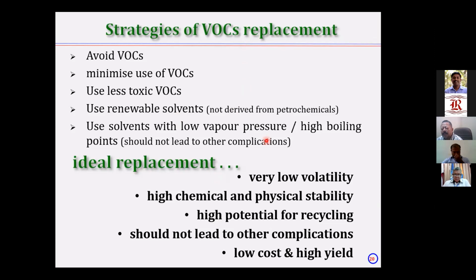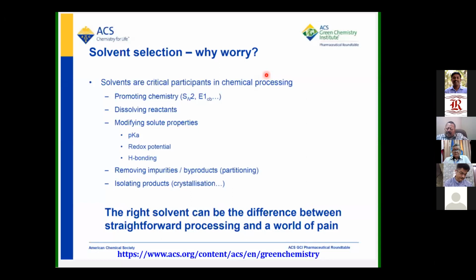And for any business, similar to our research, what is the motto? Minimum investment, maximum profit. That means the replacing solvent should have low cost and high yield. Well, is this enough? No. When you look for a solvent, you might be looking to promote the chemistry through a particular reaction, or maintain a particular pH, or remove impurities or byproducts, or partition them well, or isolate the product, or dissolve reactants or products. So solvents play multiple roles. In a reaction, when you use a solvent, it's not a single task. It's multi-tasking.